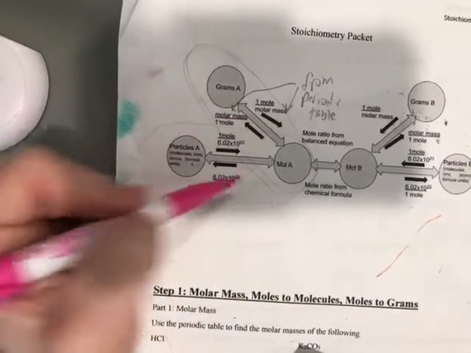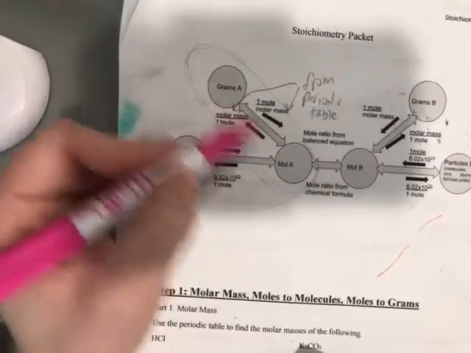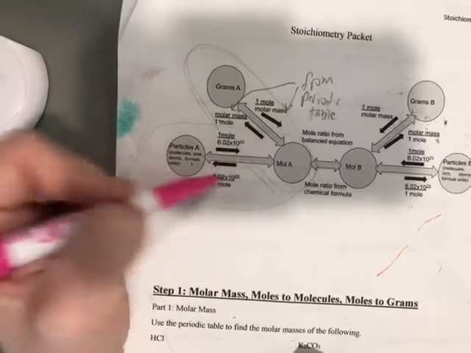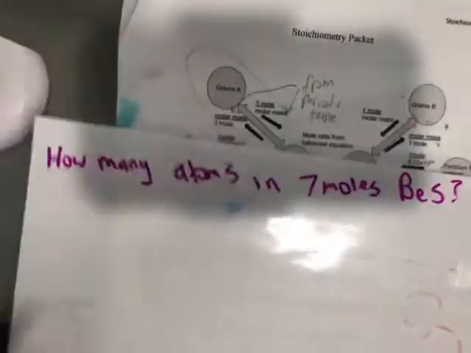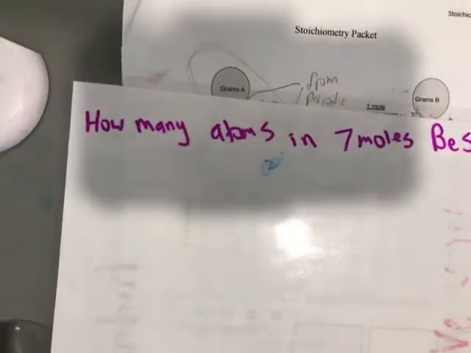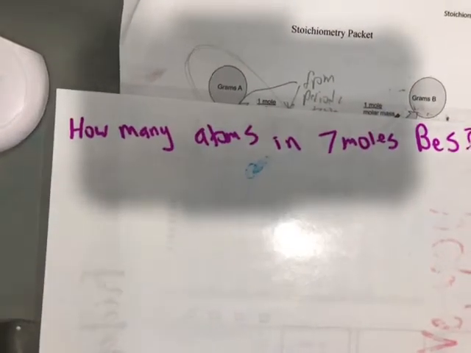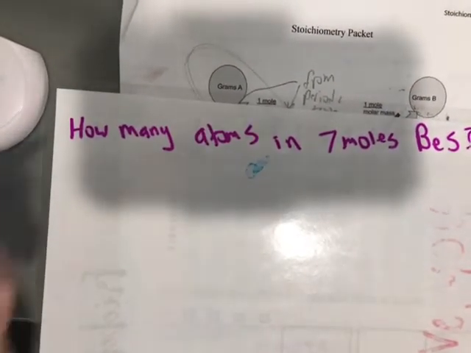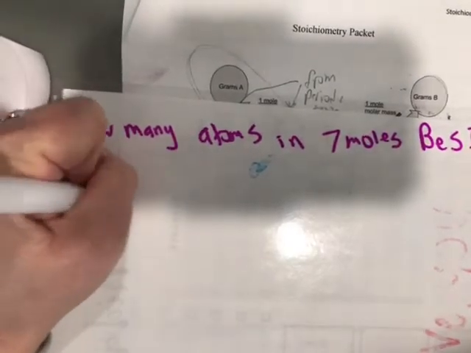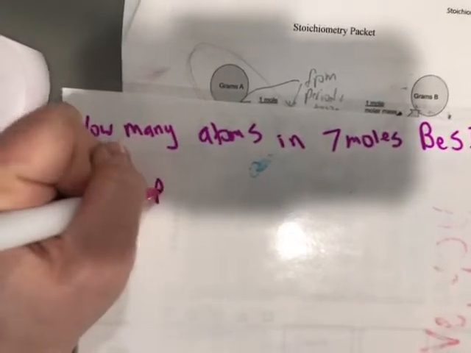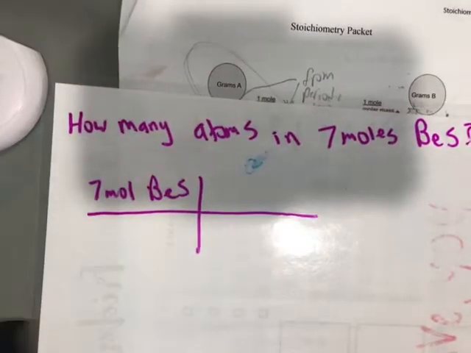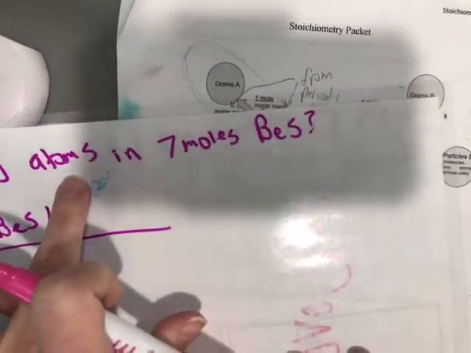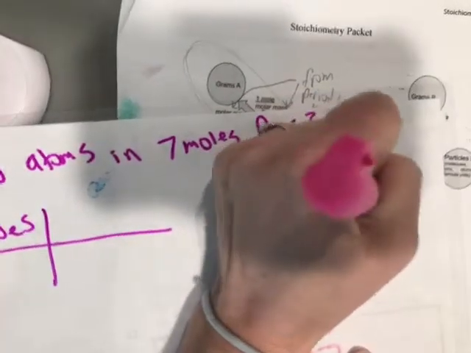Okay, so right now we've learned this part and we've learned this part, so we could choose, is it this one or is it this one based on the information it has. So here's the problem. How many atoms in 7 moles of beryllium sulfide? I still start with what I have, 7 moles of beryllium sulfide. I still write what I want. Atoms of beryllium sulfide is what I want.